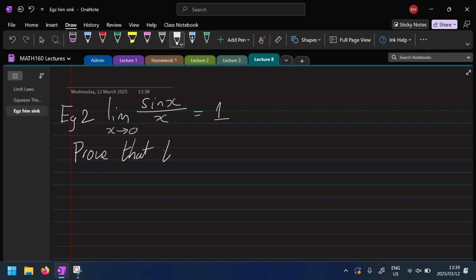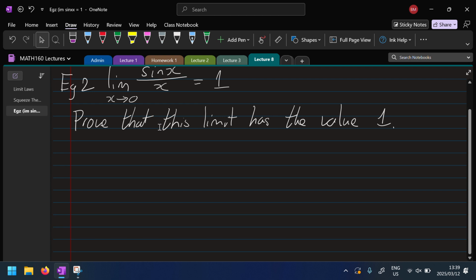So prove that this limit has the value 1. Okay, this proof is quite long. Please make sure that you understand it.